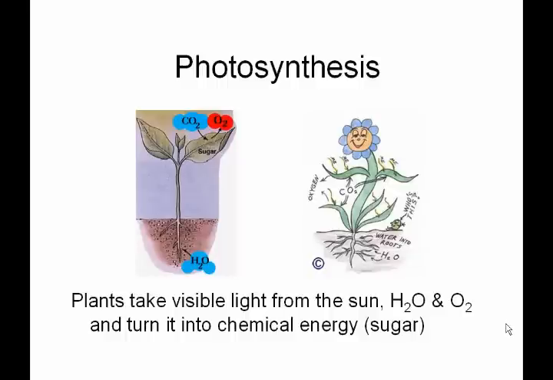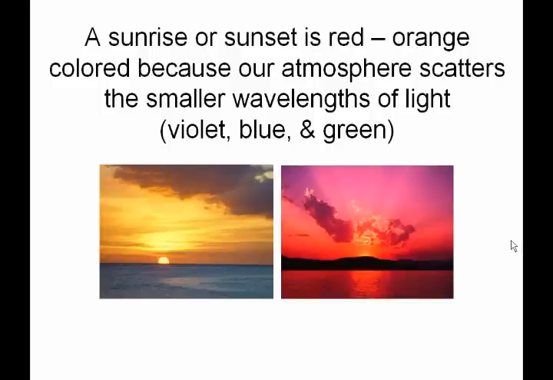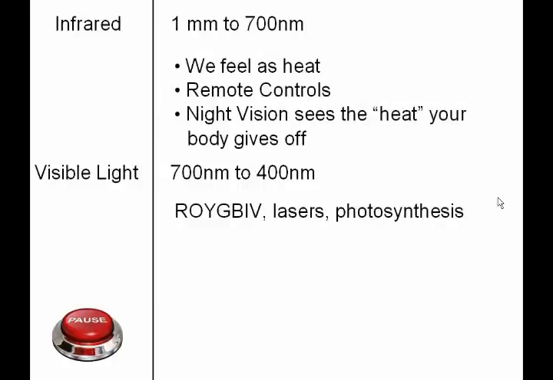Photosynthesis. Plants use visible light to make their energy for photosynthesis. Since the plant leaves are green, that means they're reflecting the green light. So the light that they're absorbing to use for photosynthesis would be the red, the yellow, the orange, the colors that are not green. Sunrise and sunsets have an orange-red color because these other colors, violet, blue, and green, are scattered in our atmosphere. And again, all of these things that we can see are visible light. All right, pause and copy.